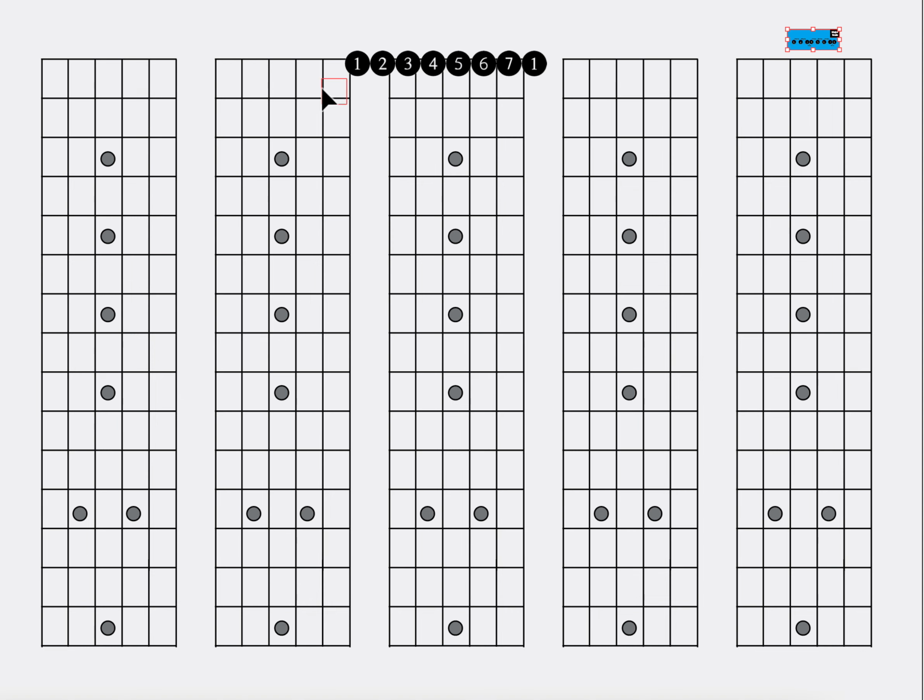So I'm going to start on the high E string, with a G note. So if that's my 1, my 2 would be right here, my 3 would be right here. So this is G, A, B, and then C, and then D, and then E, and then F, and then G.